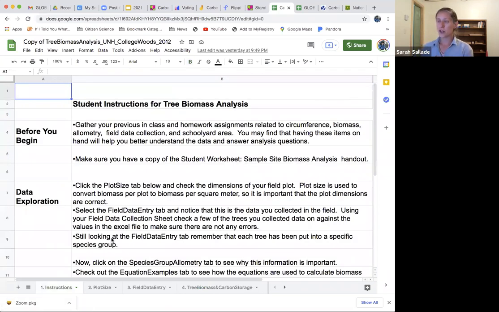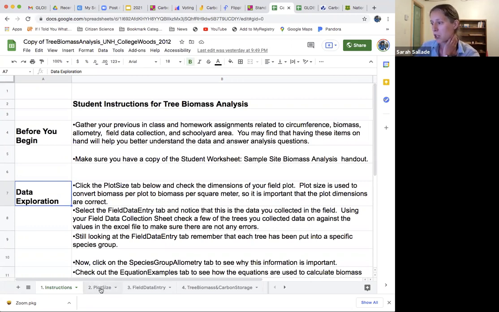So when you first open the analysis template on the GLOBE website, you'll see some things that you need to gather. You'll need to have the plot size and all of that sorted out. And then right here under data exploration are some details for how to explore this spreadsheet. So that's what I'm going to do with you right now. We're going to walk through it together so you have an idea of how to use this if you'd like.